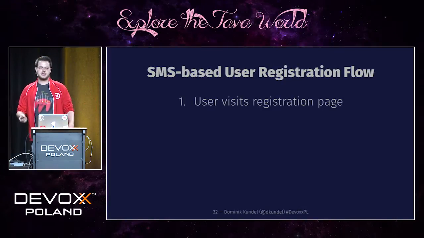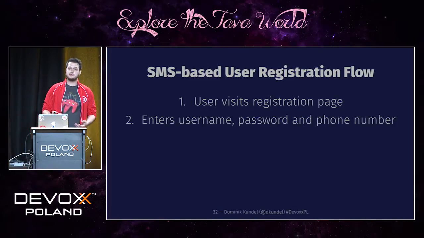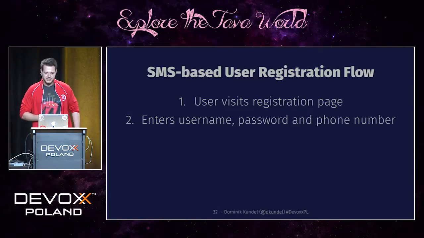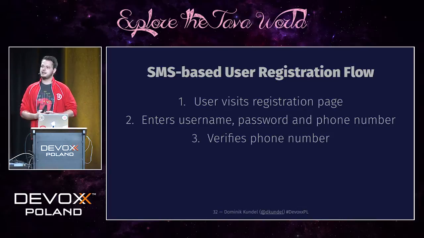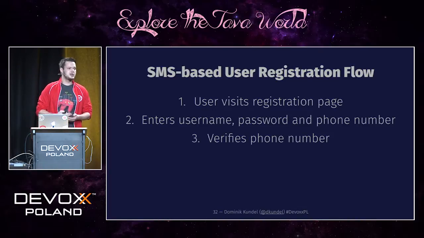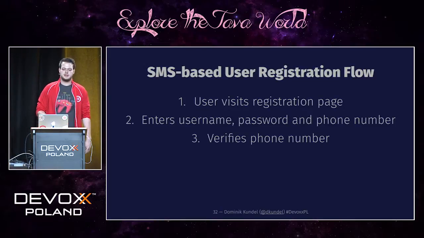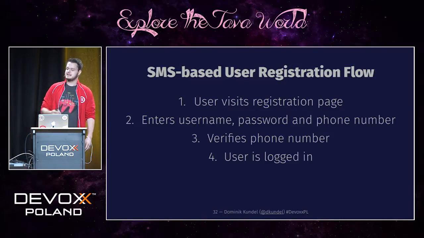The user goes again to the registration page, and this time, aside from a username and a password, they also provide a phone number. And once they did that, the system now has to verify this phone number because it's vital information. This is typically done through a text message using something like Twilio to verify that this is the actual phone number. Once that is done, the user is then successfully logged in.